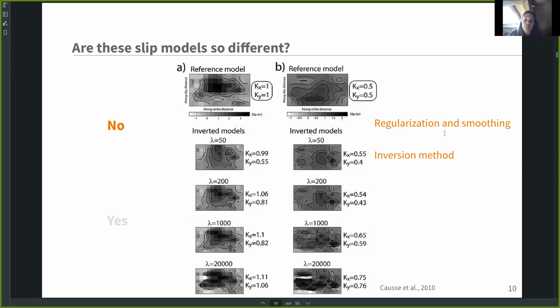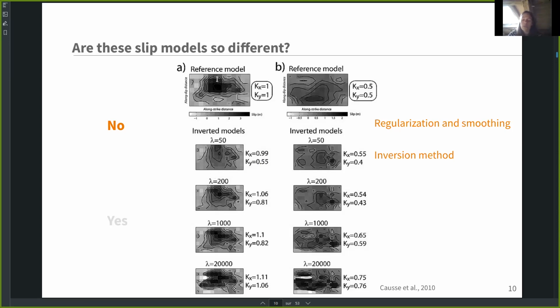For instance, here you have a study by Mathieu that was done 10 years ago. They considered a slip model, calculated the displacement at the surface caused by this model, and tried to infer back their slip models, but using different regularization parameterizations. You can see that if you use different smoothing values, then the slip model that you image is very different from the reference model. So what I want to say is that maybe all these models for the Ridgecrest earthquake are actually very similar, but they have just been inferred with different regularization or smoothing values.